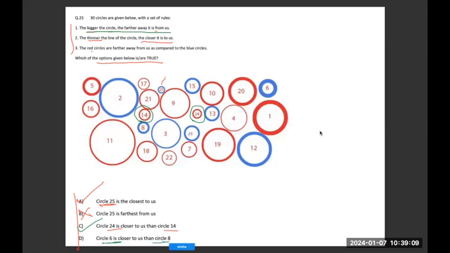Option D, circles 6 and 8. Circle 6 is closer to us than 8. 8 is here, and circle 6 is here. The thinner the line, the closer it is to you. If you compare the thickness of 8 and 6, 8 is the thinner line and 6 is the thicker line. So 8 is closer to you compared to 6. So option D is wrong. The correct answer is A and C. Any doubts, any questions?